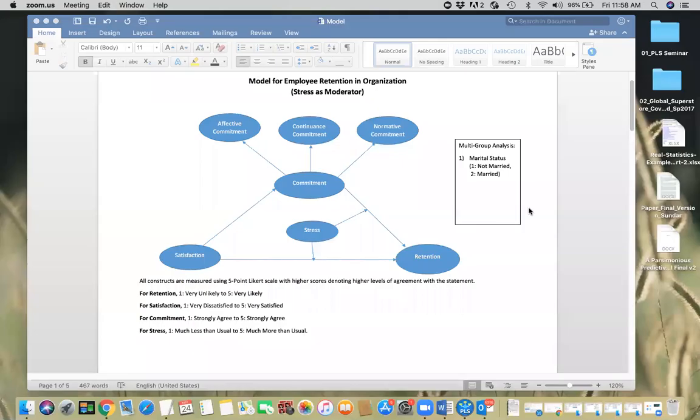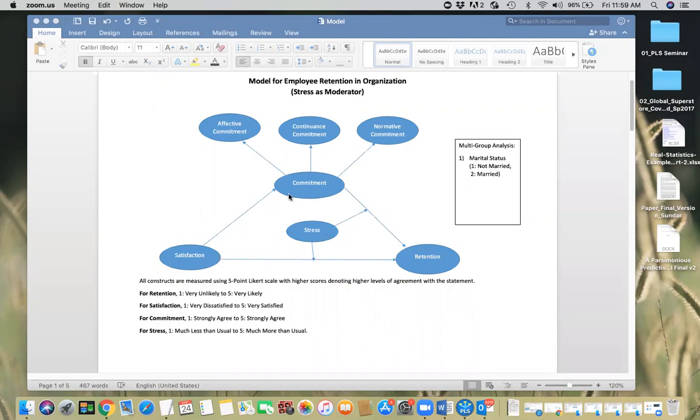Hello everyone. In this video, I will demonstrate how to build a PLS-SEM model using SmartPLS software. This is the model we're going to consider. The model has already been described in detail in my earlier video. Viewers are encouraged to look at my other video before coming to this one.